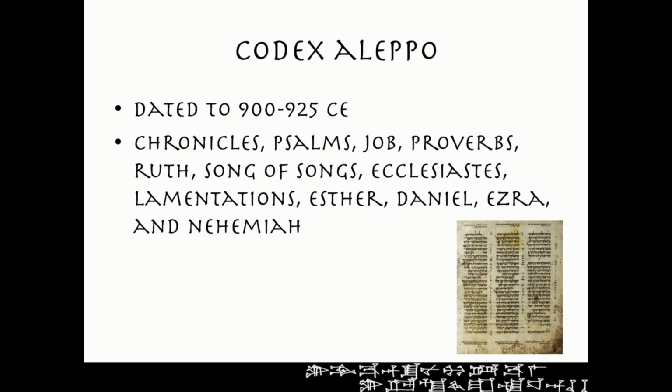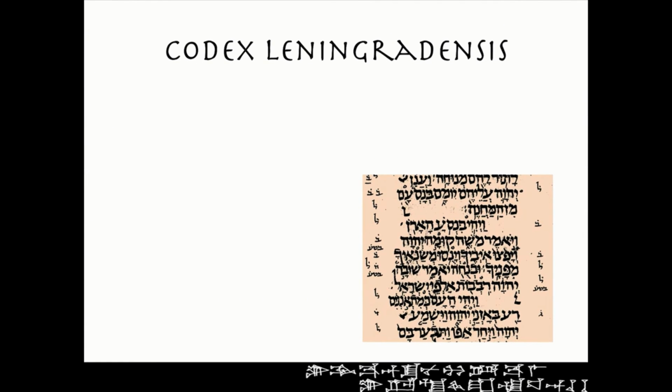As you can see, it contains a fair amount of the Hebrew text. Codex Aleppo is another significant source, dated to 900 to 925 CE. It contains much of the Old Testament text, except for the Torah. So you can see Chronicles, Psalms, Job, Proverbs, Ruth, Song of Songs, Ecclesiastes, Lamentations, Esther, Daniel, Ezra, and Nehemiah. But, of course, the Torah is not present, but again, a significant manuscript for reconstructing the Hebrew text.